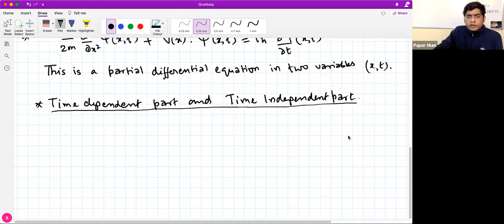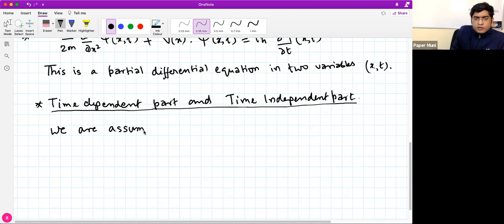In this case, we are assuming something which is important for all these calculations, which is that the potential is independent of time.